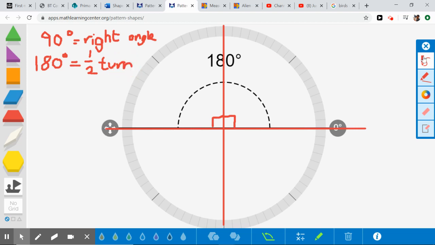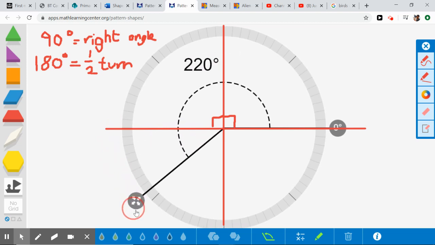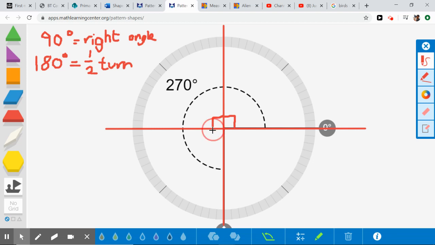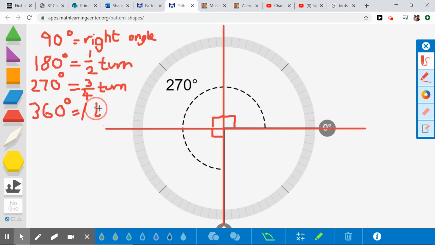And the next quarter turn goes to 270 degrees. And you can see we've created another right angle because we keep doing quarter turns. So that's 270 degrees. That was 3 quarters of a turn. So not a full turn yet, or a full rotation. And then when we did a whole rotation, it was 360 degrees. So I'm just going to put 1 turn.